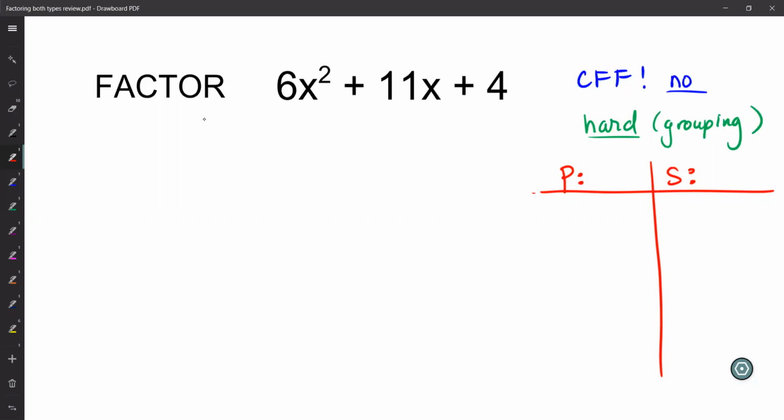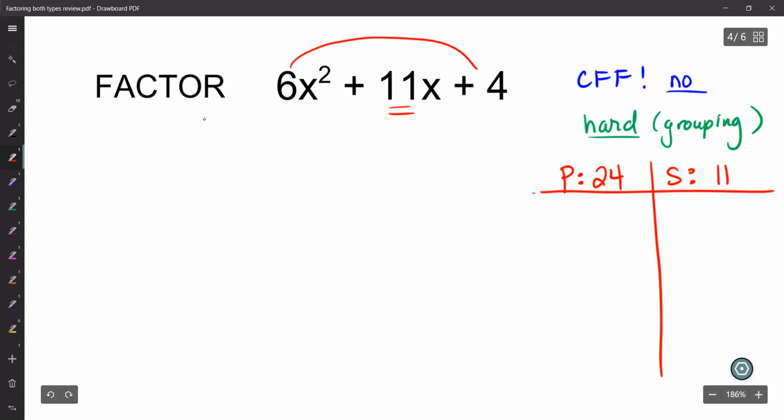Like you do a times c, so 6 times 4. Yep. So in this case, we want to do a times c to get our product. So that will be 24. And our sum, of course, is still that middle b value, which will be 11. So we need to find all of the different products of 24. So I have 1 times 24.